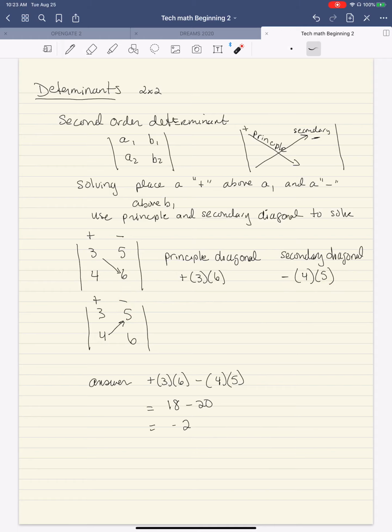So if one of these numbers in the secondary diagonal was negative, you would still have to add that negative as well. So when you put it all together, it turns into a multiplication and adding and subtracting problem. So 3 times 6 is 18, 4 times 5 is 20. You have a negative there, so it becomes 18 minus 20, or the answer is negative 2.